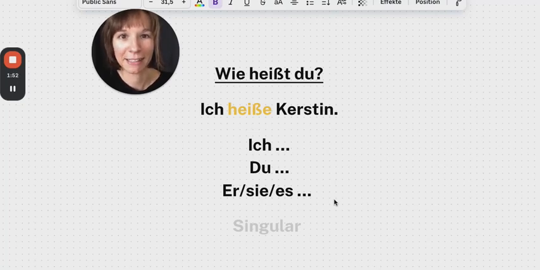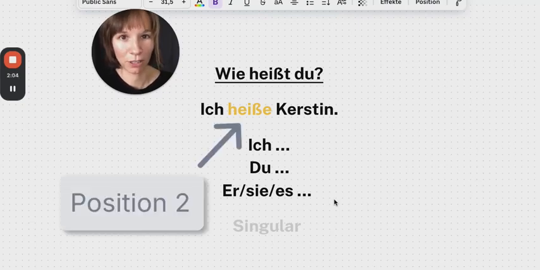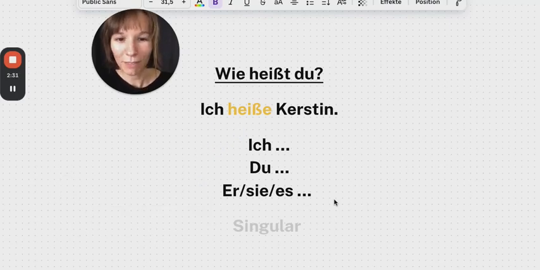Ich heiße Kerstin. Now, one very important thing that I would like to point out here is that we put the verb in the second position here, okay? So when you make a main sentence in German, so that means it's not a question and it's not some kind of particular part of a sentence after a comma, but it's just a very simple main sentence, then the verb comes in the second position. So you can see this highlighted here in yellow. Okay, so ich heiße Kerstin.